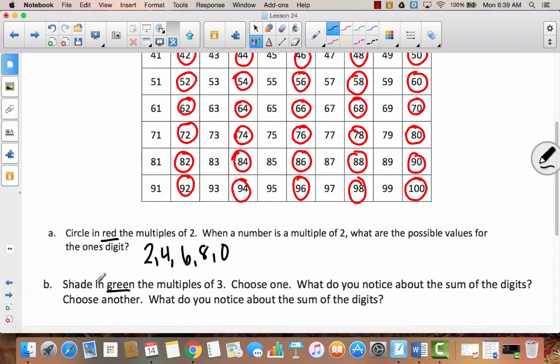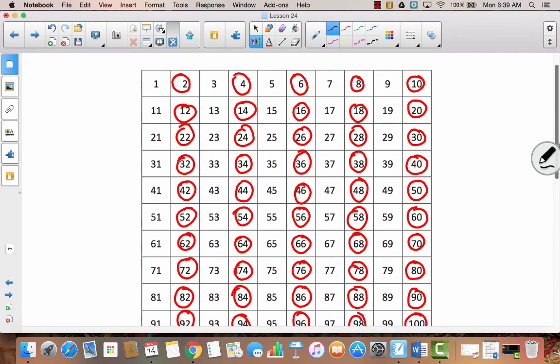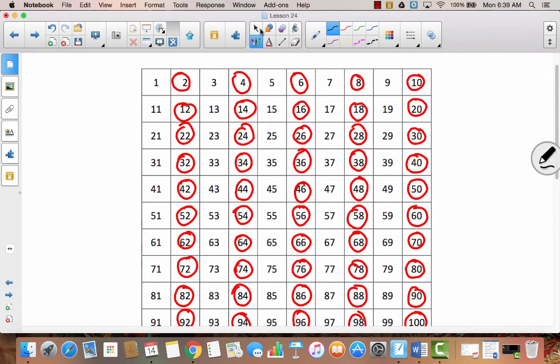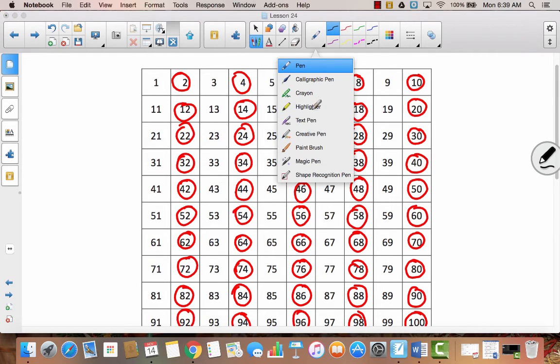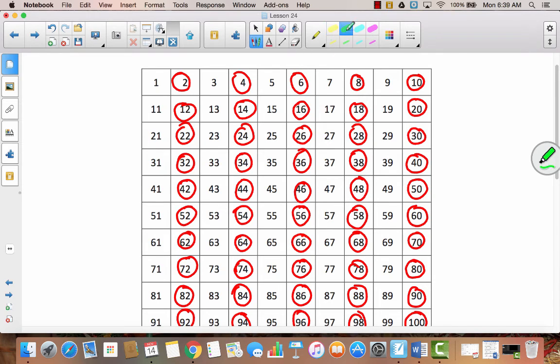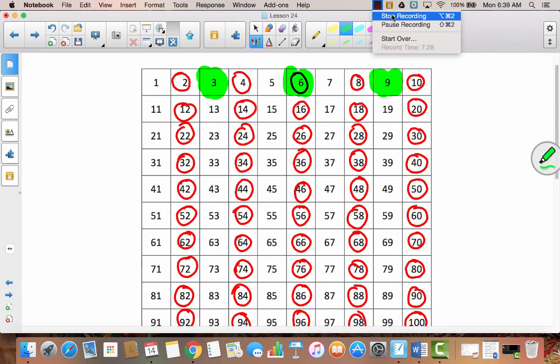So now we're going to shade in green the multiples of 3. Okay, so you're going to need your green crayon or your green marker. I'm going to go with the highlighter here so that it doesn't shade it where you can't see it. All right, so we're going to go with green, and we're going to shade in all the multiples of 3, okay? So you're going to take your green crayon, and you're going to shade in all the multiples of 3. All right, so I'm going to pause the video. Whenever you get finished, press play.